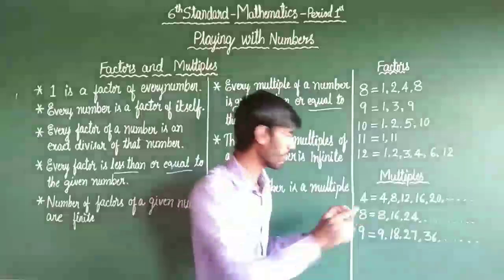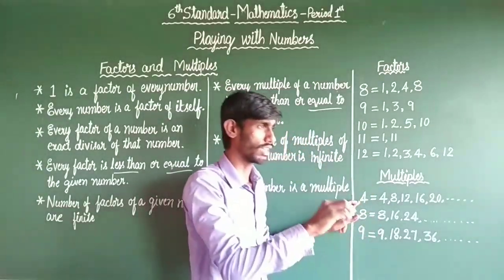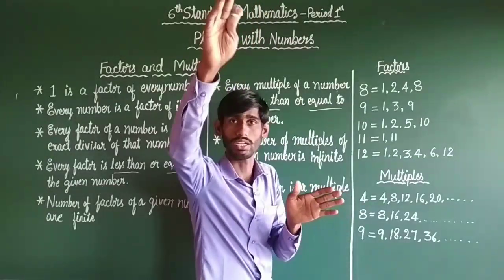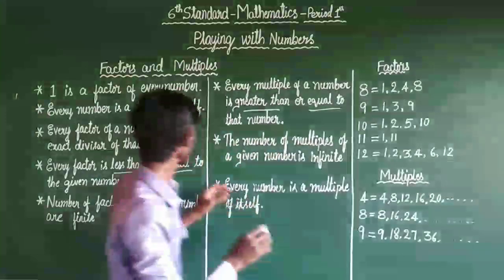Which is the given number? 4 is the given number. The multiples of any number are equal to or greater than the number. Tables, just you may recall tables.